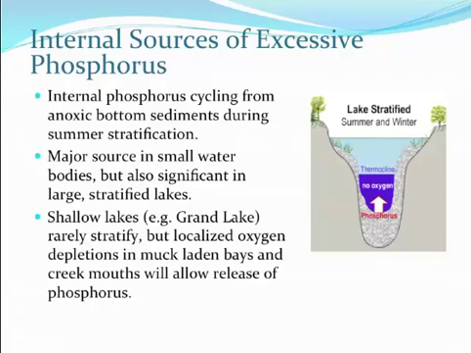But even shallow lakes, like Grand Lake St. Mary's, which probably doesn't really stratify because it's only about 6 feet deep throughout most of it, you can get localized depletions in muck-laden bays and creek mouths that could release the phosphorus. And I've seen this at Indian Lake, for example, which doesn't have problems, but we've seen oxygen levels in the main lake very normal, and you get into the backwaters and it'll be 1 or 2 parts per million just because of the black muck.